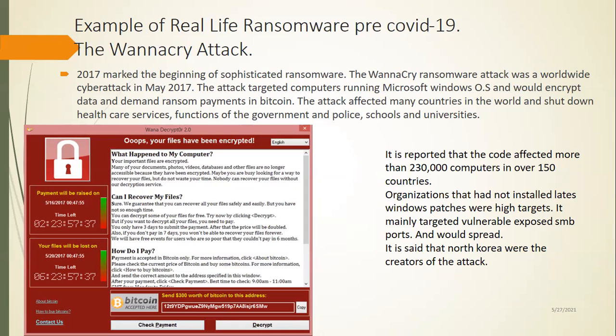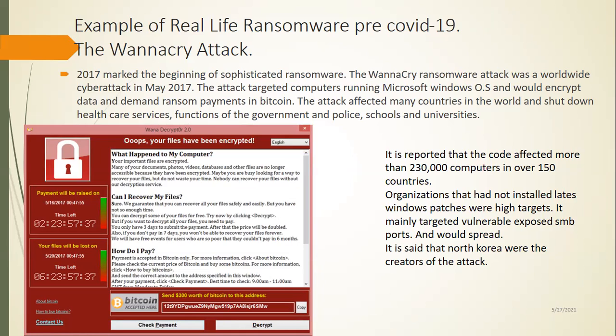Famously known in Britain, the NHS, the National Health Service, was shut down because they couldn't access the computers. So people who were sick, people actually died. This is how bad it was because they couldn't get access to their data. It is reported that the code affected more than 230,000 computers in over 150 countries. And that's just a small number. They're not sure. It infected so many computers.